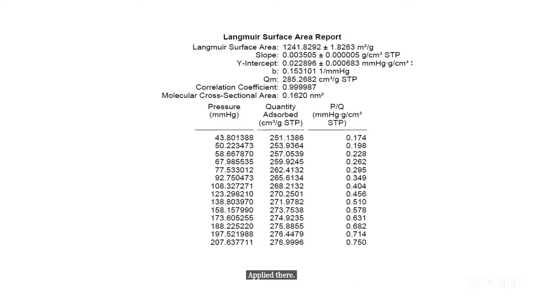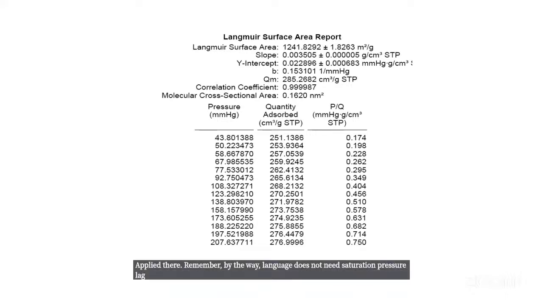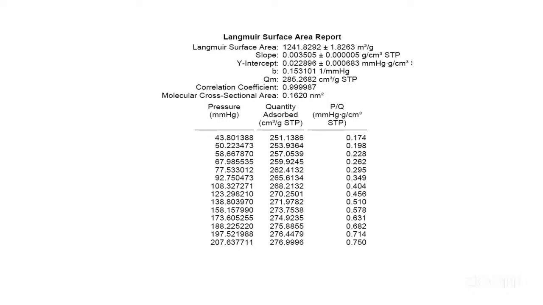Remember, by the way, Langmuir does not need saturation pressure. The Langmuir equation always has the absolute pressure in the calculation. The only problem here, which was not there at that time, is that your QM, or the volume in the monolayer, is 285 and you don't have 285 here. Okay? And that is why I think the BET calculation remains acceptable. This is the one which is acceptable.